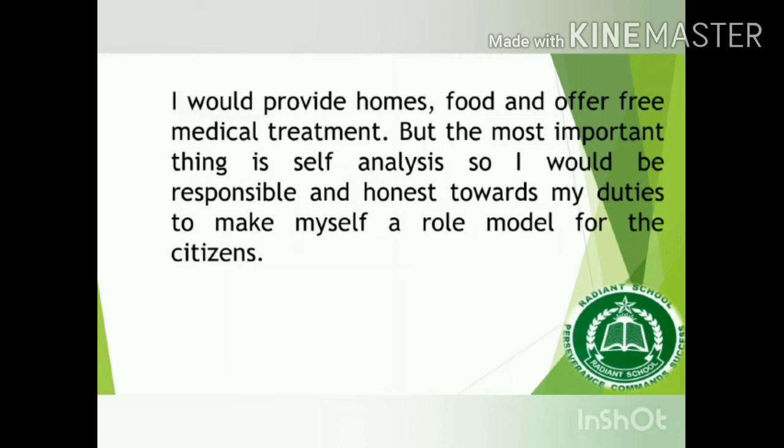But the most important thing is self-analysis. And this will be our conclusion. So I would be responsible and honest toward my duties to make myself a role model for the citizens. So this is our paragraph, if I were the president. You can add more detail if you want. If you have some other points in your mind, you can add.